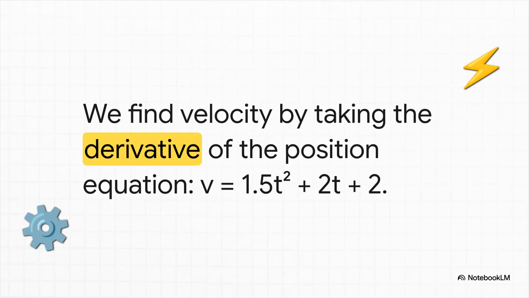Okay, now for step 2, velocity. How fast are they going? This is where we get to use our new tool. We take the derivative of that original position equation, and that gives us this brand new formula for v, for velocity. This tells us how fast the snowboarder is going at any moment.